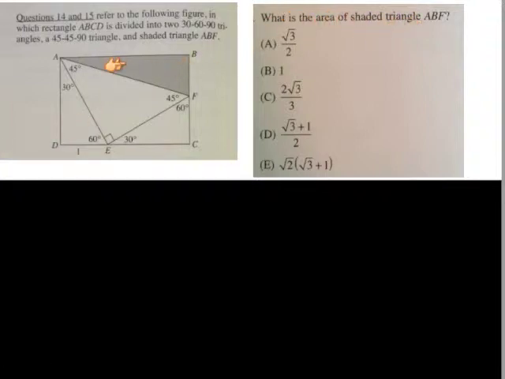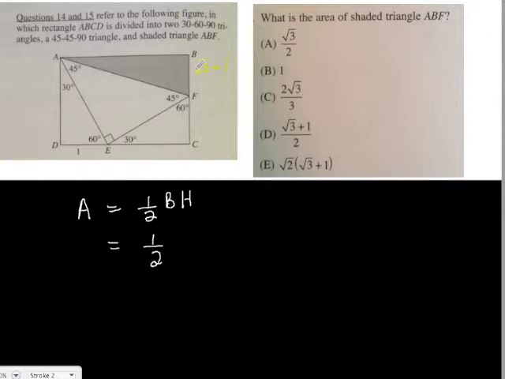Area is base times height divided by 2. Let's write this down. Area of a triangle is half base length times the height, and half of the base length. This one is root 3 minus 1, and this side was square root of 3 plus 1. So the area is going to be one half times square root of 3 minus 1 times square root of 3 plus 1.